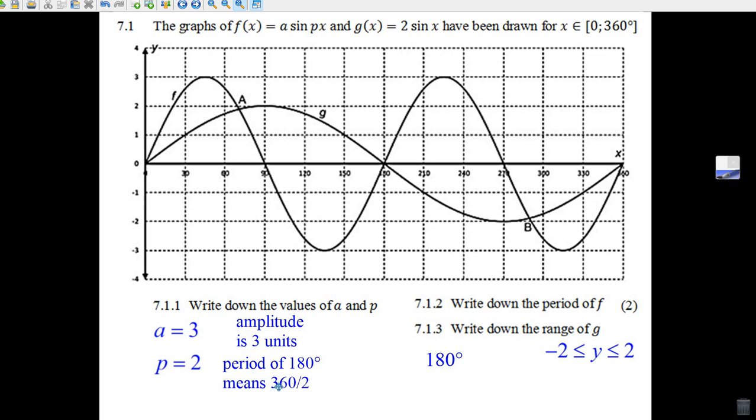You're supposed to take the regular period of 360 and divide by whatever number there is in front of x, and that gives you the new period. So p must equal 2.